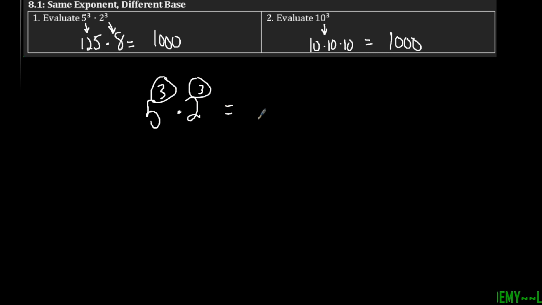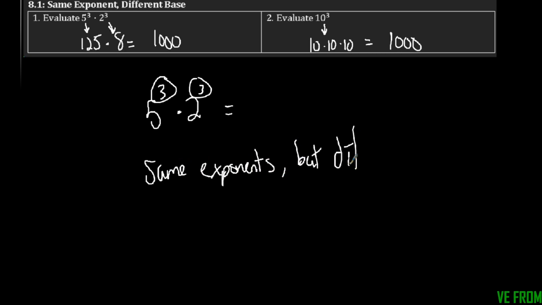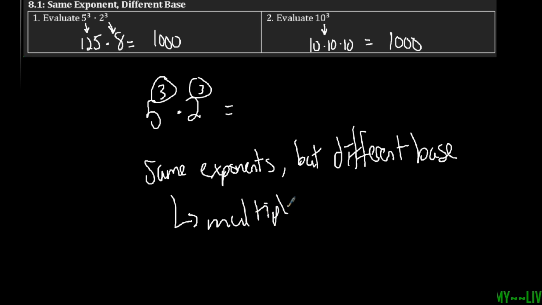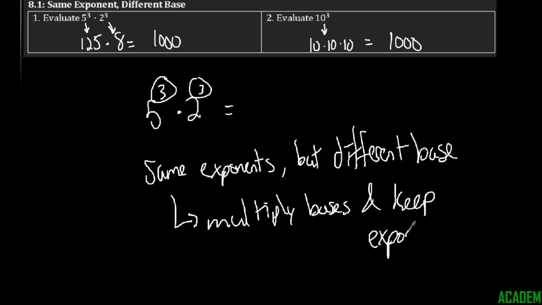So you can say same exponents, but different base. If they look like this, we can multiply bases and keep the exponent. So if we have 5 to the third times 2 to the third, that's the same as 10 to the third power.